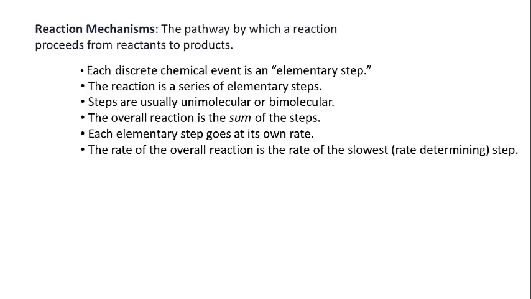So a reaction mechanism is a pathway by which the reaction proceeds to get from reactants to products. It's the detailed chemical step-by-step pathway the reaction takes. And so each reaction mechanism is a series of discrete chemical events. Each of those is called an elementary step. Those steps are usually unimolecular or bimolecular.